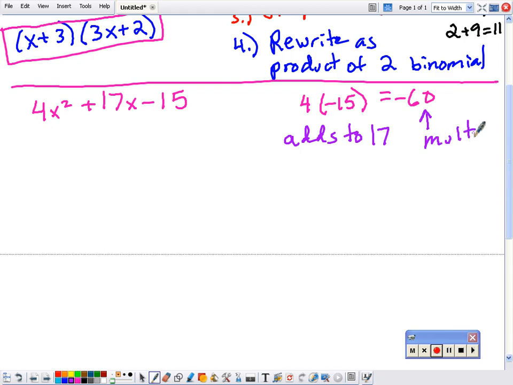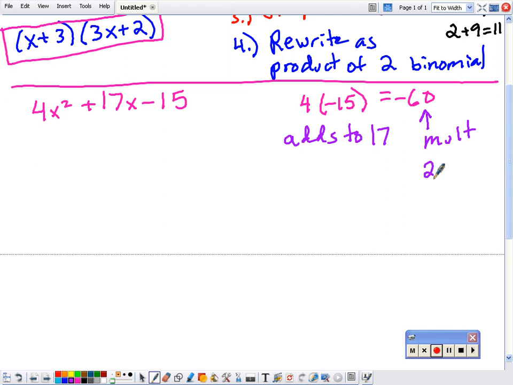The first thing I want to point out here is that we are now multiplying to a negative number. That means we're going to need one positive factor and one negative factor. We need those two factors to add to positive 17. So I'm just going to come up with things that multiply to 60, and then worry about the negative, because I know that if I'm adding to a positive 17, the smaller factor will need to be negative.